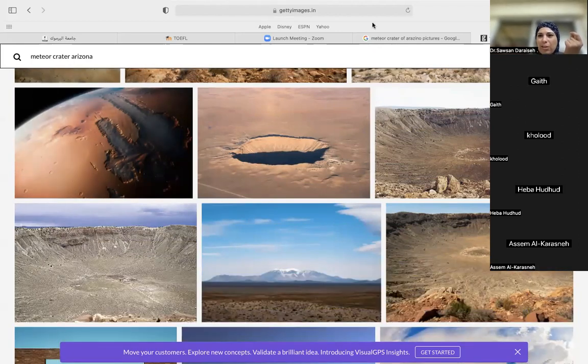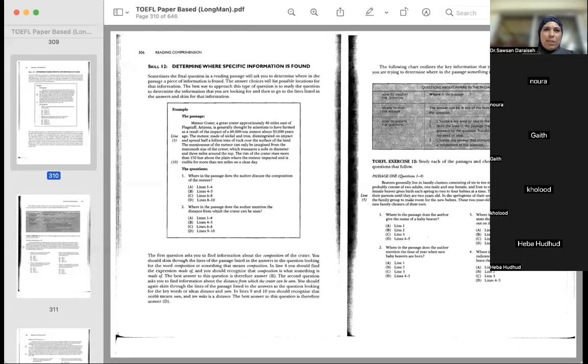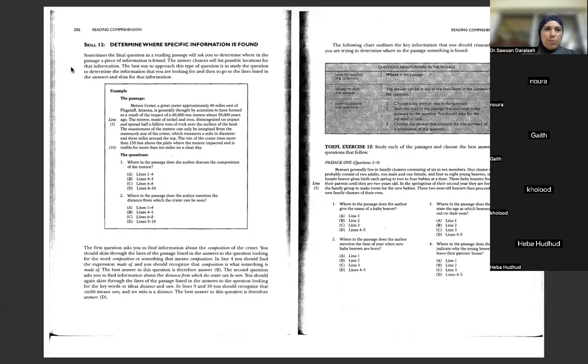So imagine that, look at the crater. See this from close, and this is how it is when it's far. All right, so let's return to our lesson, or let me say book page. Here we go. I hope that this was beneficial. So this is the impact of meteors on Earth. They create craters.